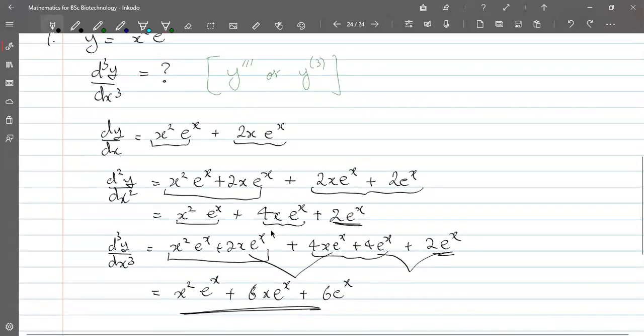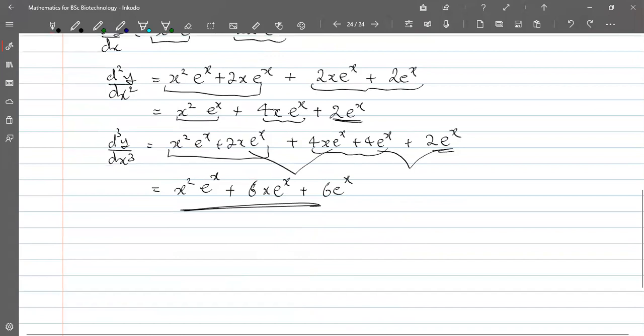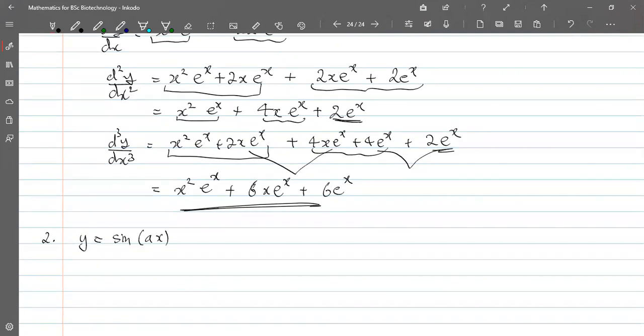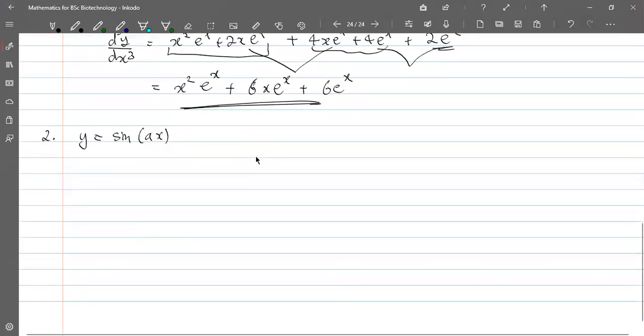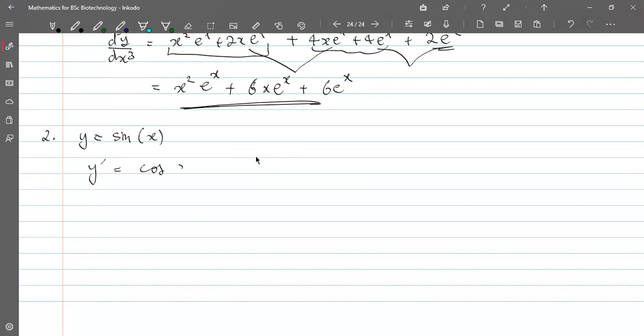So you can think of what would happen if you take something like sine of ax and you differentiate this n times. What should happen? Let's start with sine x to make it simpler. What is the first derivative? We know that it is cos x. Now, what is the second derivative? That's the derivative of cos x, which is minus sine x.